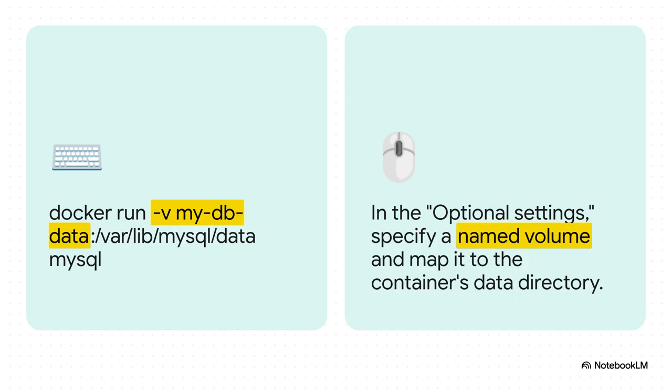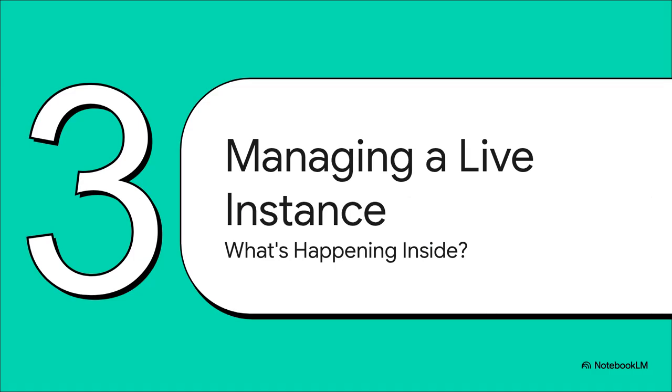And what if we were running something important, like a MySQL database? Well, we absolutely have to save that data. The -v flag for volume is our best friend here. We're creating a named storage space called MyDBData, and basically connecting it to the exact folder inside the container where MySQL keeps all its files. This is what guarantees our data will still be there tomorrow. Awesome. Our container is officially running.